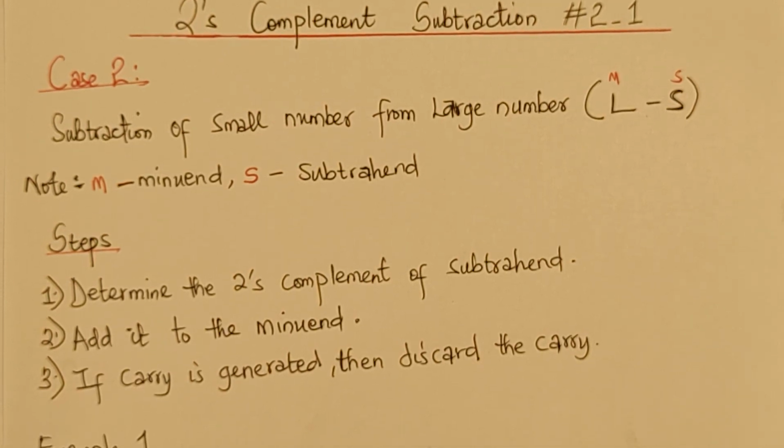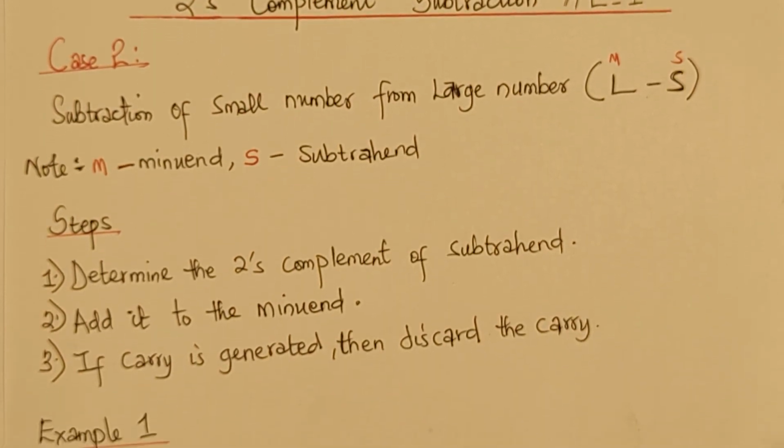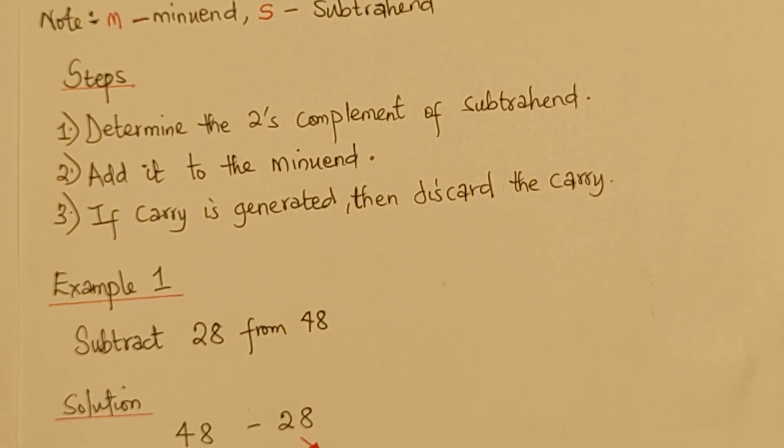Now, to better understand this, let's go with an example. We are asked to subtract 28 from 48. So logically, that's 48 minus 28, which is going to give us 20. But in an exam scenario, you are asked to use 2's complement subtraction. So what do you do with that? You have to show your step by step. This is why I'm here to teach you. So stay tuned and enjoy this video.